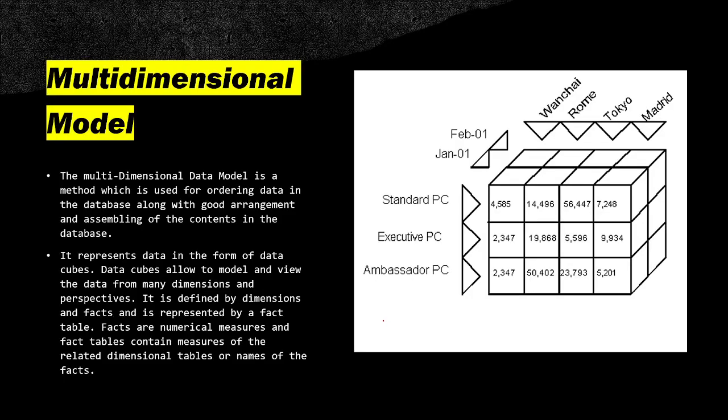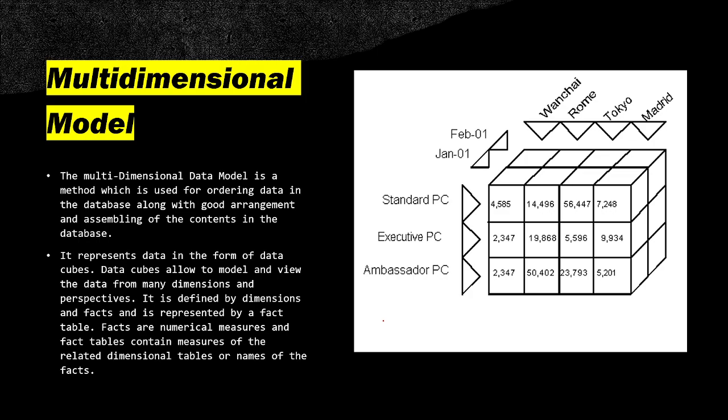multidimensional data model. A multidimensional data model is a method used for ordering data in the database along with good arrangement and assembling of the contents in the database. So now the data can be arranged in a theoretically 3D way, but in a multidimensional way, basically not just 3D. It represents data in the form of data cubes. Data cubes allow you to model and view data from many dimensional perspectives.